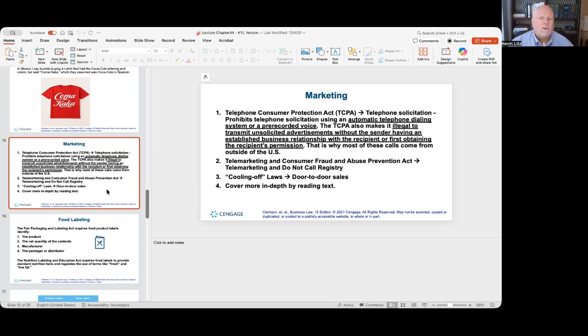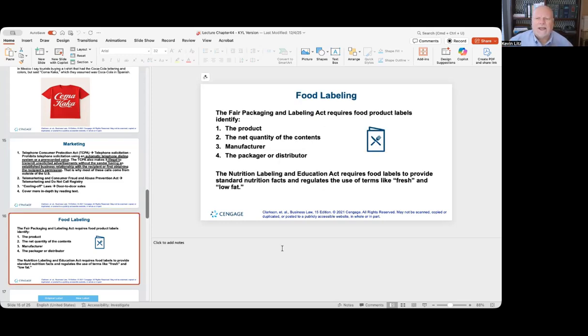There are also cooling off laws. If somebody comes door to door, and you don't see that as much anymore, to sell you something, you actually have a certain period of time in which you can call back or contact the seller and say, I changed my mind. More details in the text on that.